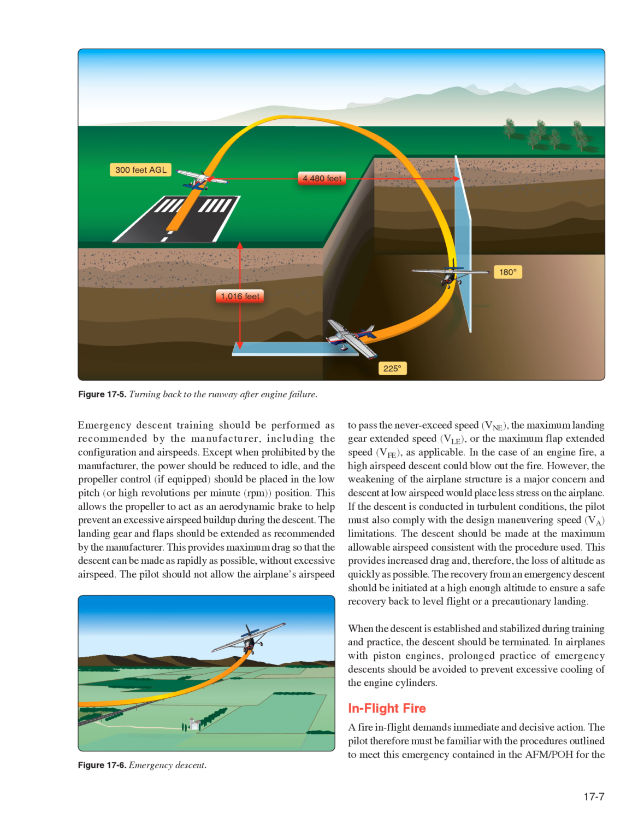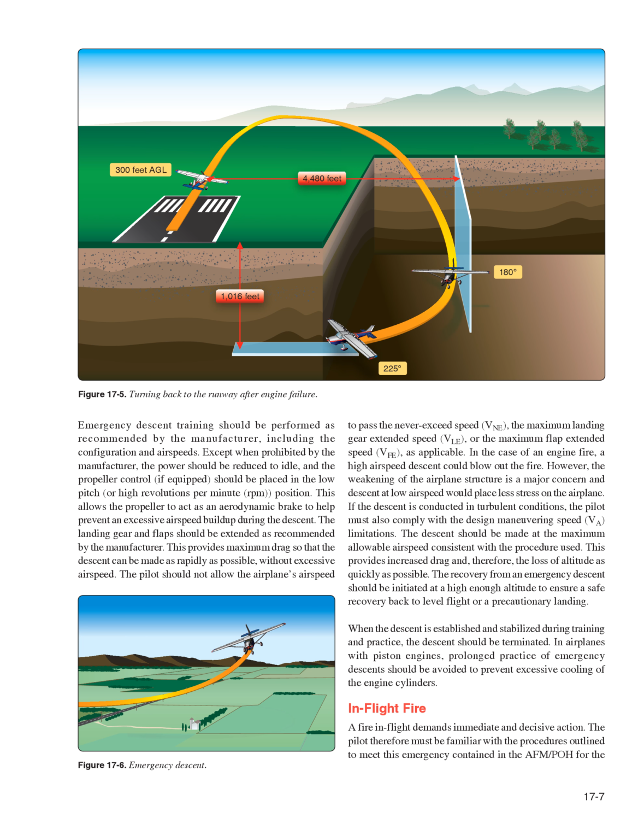Except when prohibited by the manufacturer, the power should be reduced to idle, and the propeller control, if equipped, should be placed in the low pitch, or high revolutions per minute (RPM) position. This allows the propeller to act as an aerodynamic brake to help prevent an excessive airspeed buildup during the descent. The landing gear and flaps should be extended as recommended by the manufacturer. This provides maximum drag so that the descent can be made as rapidly as possible, without excessive airspeed.